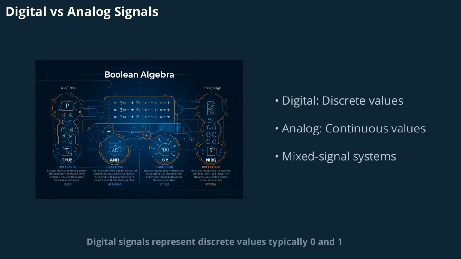Digital signals represent discrete values, typically 0 and 1, making them ideal for logic operations. Analog signals, in contrast, vary continuously over time and are used for representing real-world phenomena like temperature or sound. Understanding the distinction between digital and analog signals is key to interfacing sensors and designing mixed-signal embedded systems.